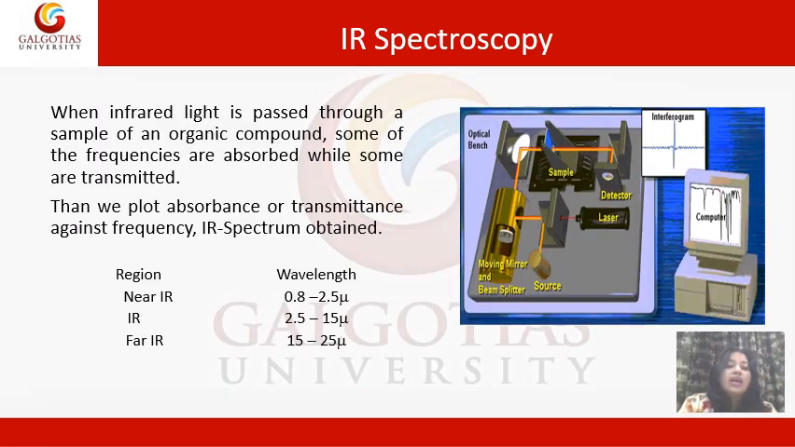When the IR light is passed through a sample of an organic compound, some of the frequencies are absorbed while some are transmitted. Then we plot absorbance or transmittance against frequency, and the IR spectrum is obtained. These are some wavelengths according to the near IR, IR and far IR.